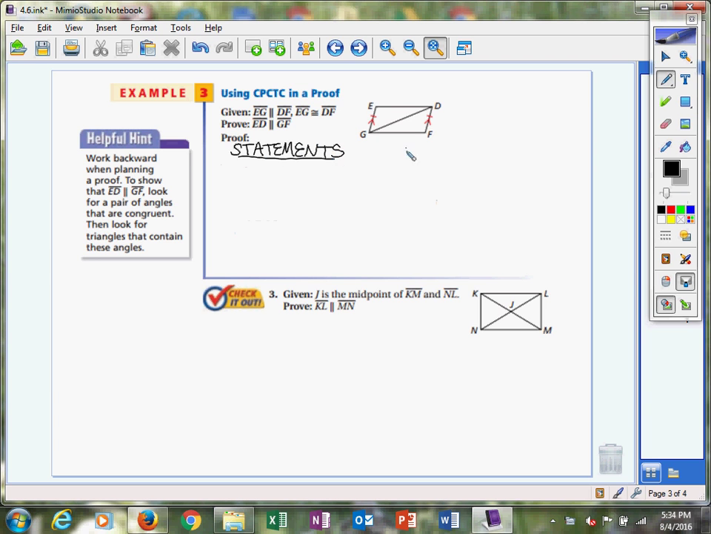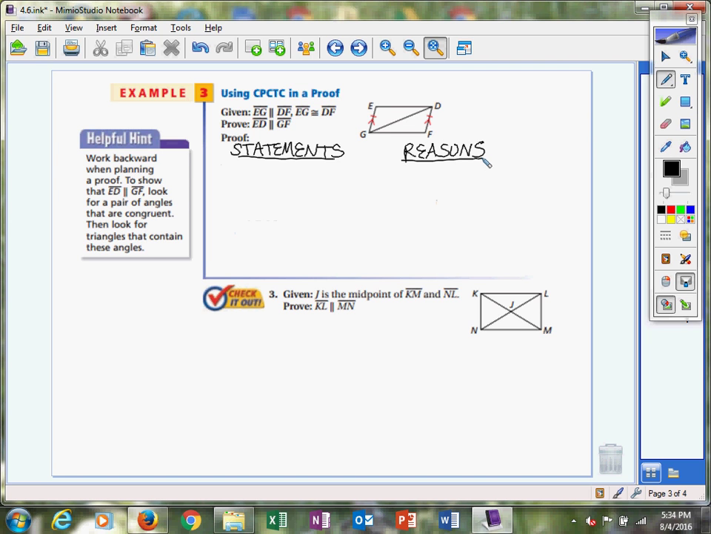The last couple of times they have asked us to prove other parts are congruent, and we would finish our proof with CPCTC. We're not going to be able to do that this time. We're going to prove that segment ED is parallel to segment GF. And so we're going to have to work backwards just a little bit.